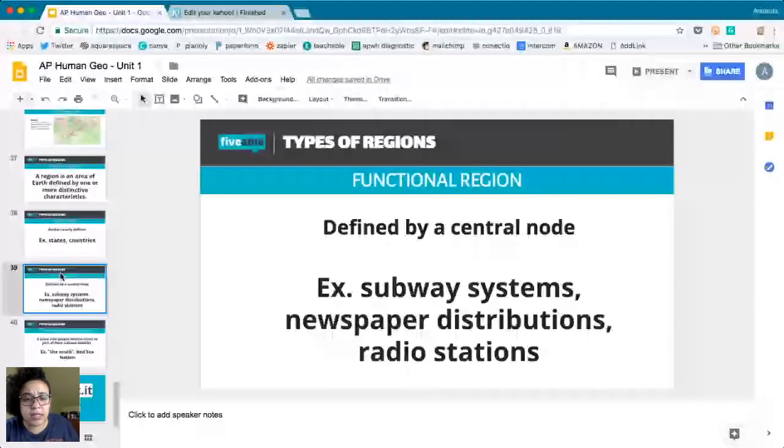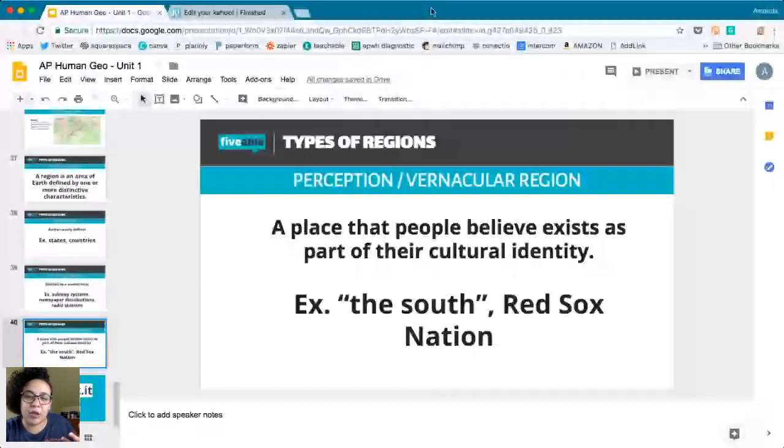And the last one is a perception or vernacular region. And this is basically like you live in a place that is part of your cultural identity. You definitely can't define where that line actually is. And there isn't really too much physically creating these. For example, like the South, right? What defines the South as the South is debatable. And so in this case, it's vernacular.